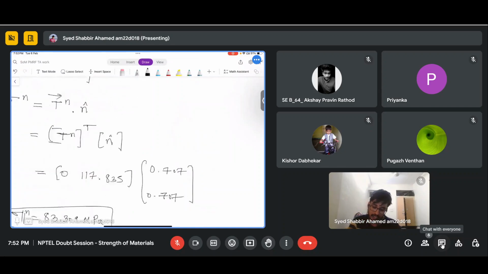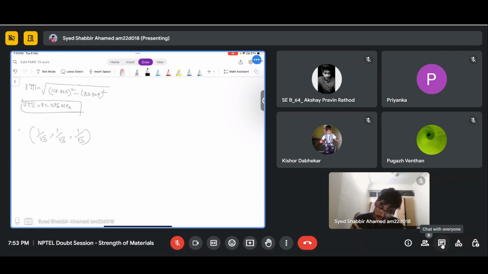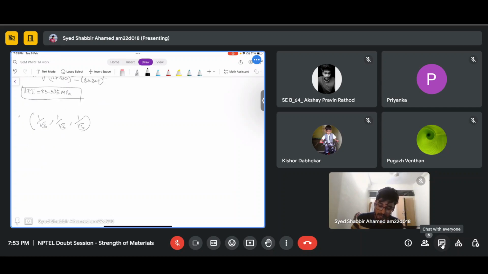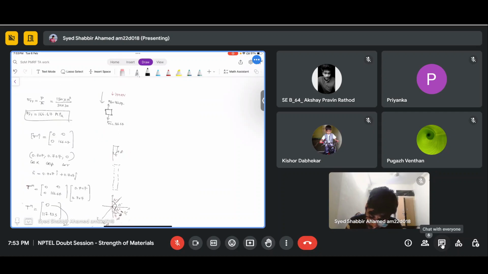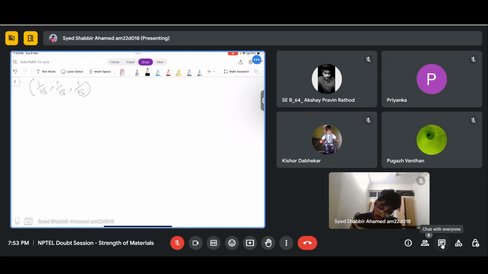So here they have given the direction cosines as the last question: 1 by root 3, 1 by root 3, 1 by root 3. For this we have to calculate the magnitude of normal stress acting on that. So this is the normal for the plane, and for that we have to calculate the traction vector again.